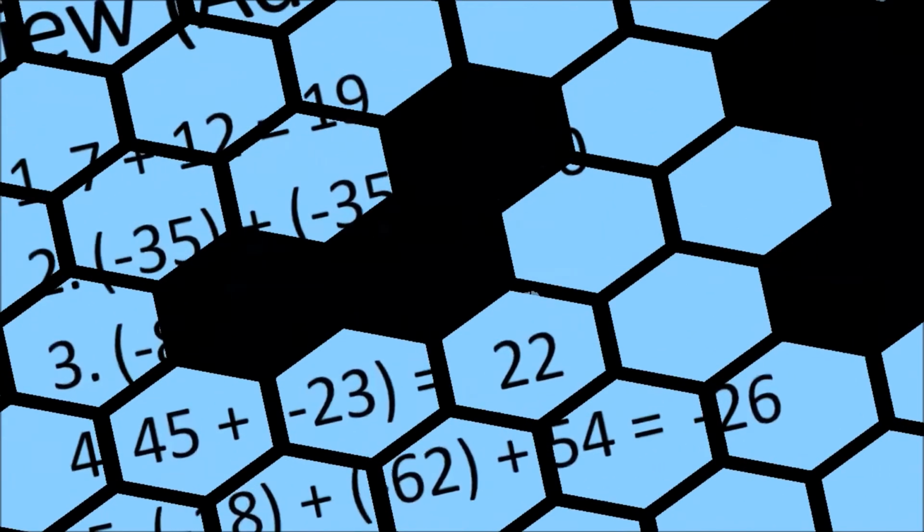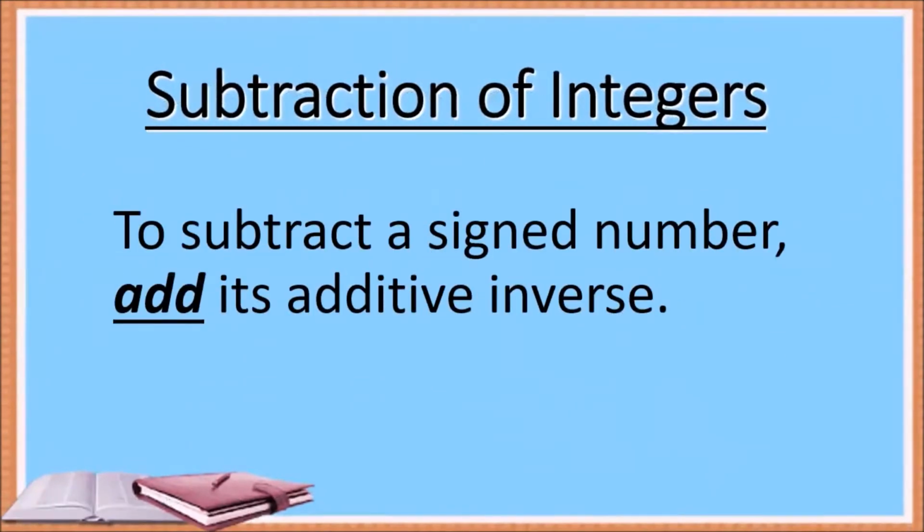So in subtraction of integers, to subtract signed numbers, add its additive inverse. Ang ibig pong sabihin nito, ang subtrahend po ay ating papaltan ang additive inverse at proceed tayo sa addition of signed numbers. Bago po tayo mag-proceed in subtraction of integers, papaltan po muna natin o kukuhanin natin ang additive inverse ng subtrahend and proceed to addition of integers.